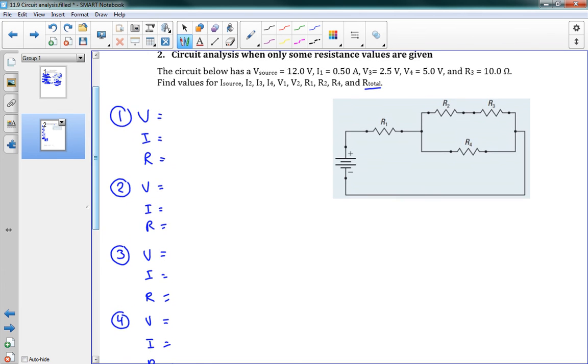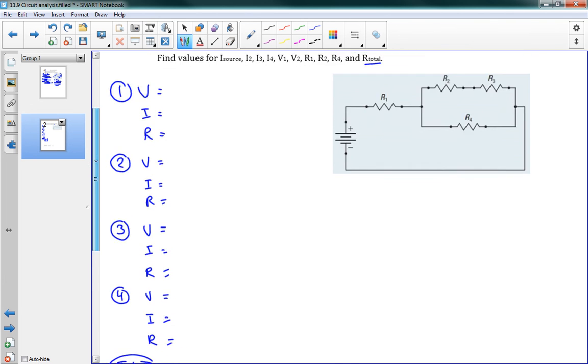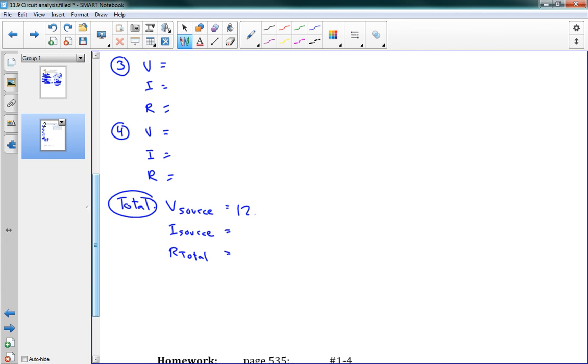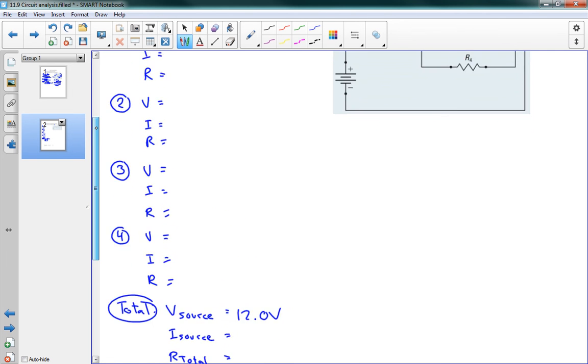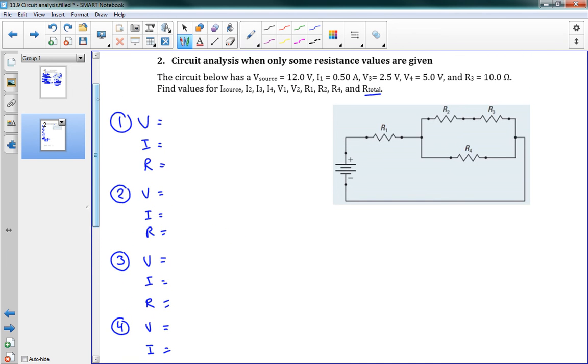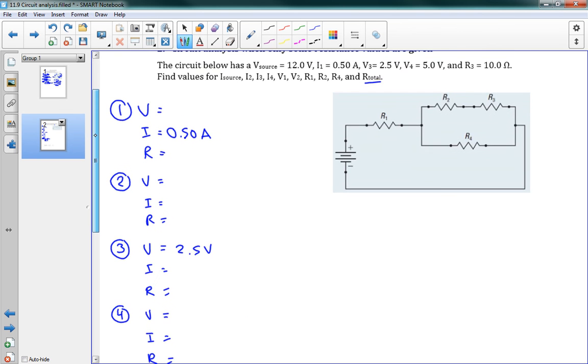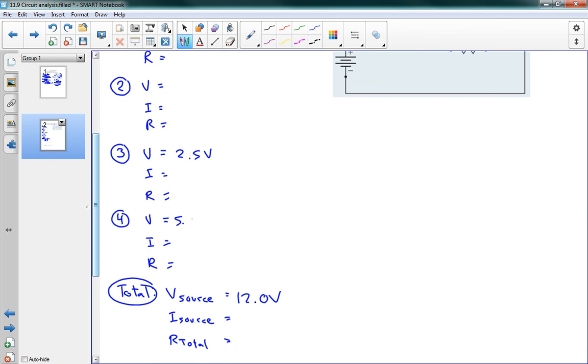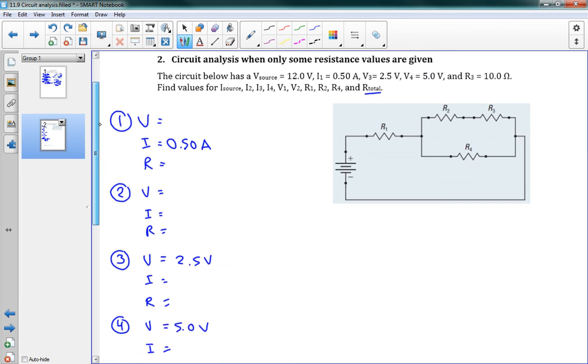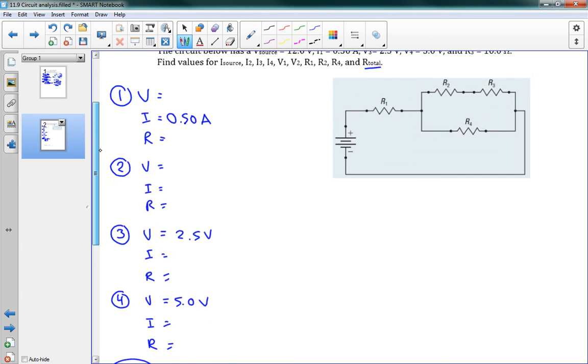Excellent. So, let's fill in the blanks that we're given in the problem first. We're told V source is 12 volts. Good. We're told that I1 is 0.50 amps. So that means we're also down to two significant digits. V3 is 2.5 volts. V4 is 5.0 volts. And R3 is 10.0 ohms.